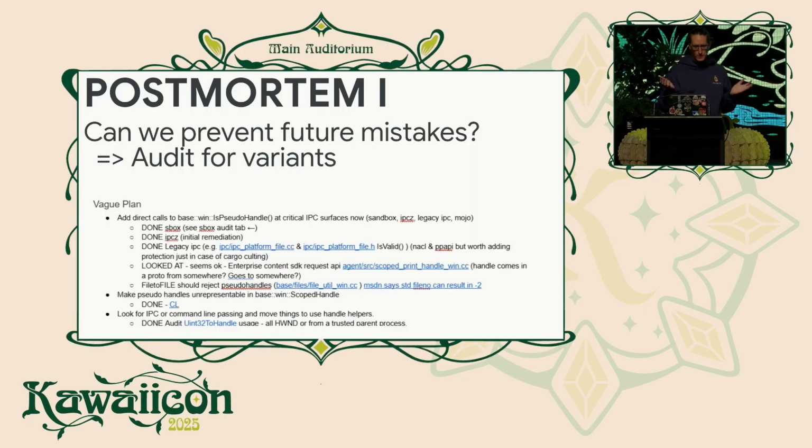So then we ask, can we prevent future mistakes? The way that we do that is we audit for variants. We spent several weeks going through the code. Every single place that we duplicated a handle, we went back in the stack a bit and worked out where it came from. Everywhere it looked like we were taking a handle out of some untrustworthy data, we made sure we put the pseudo handle check in there and just didn't let this happen anywhere else. So hopefully it'll be impossible to do this again.